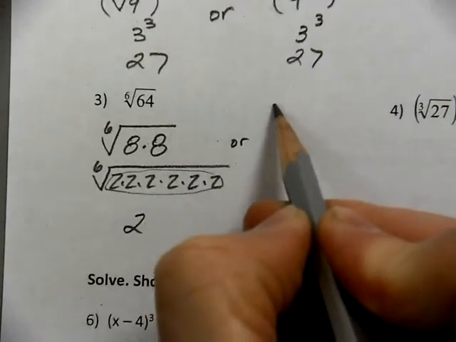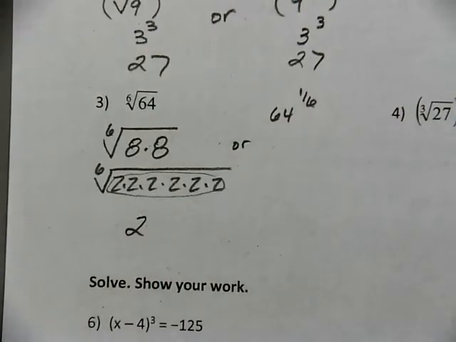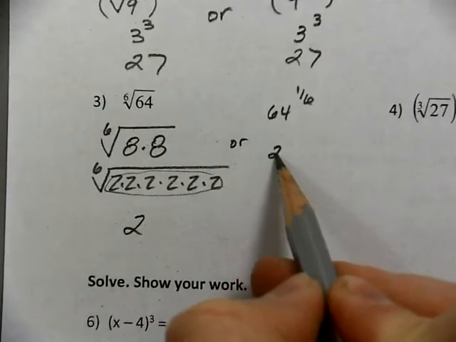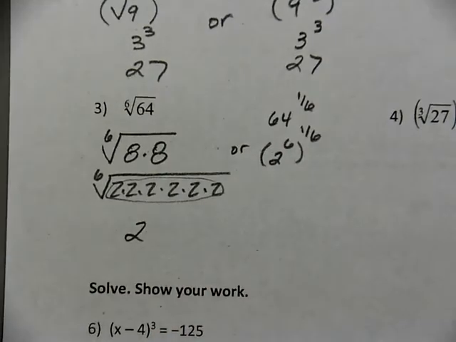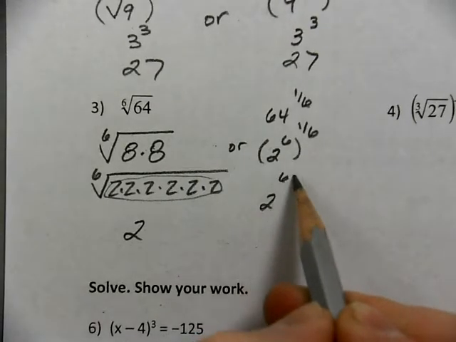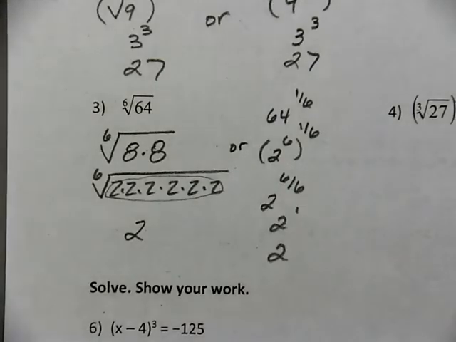Another way you could look at this would be 64 to the 1/6 power. Well, 64 is 2 to the 6th power. So when you raise a power to the power, you multiply. And that's why you get an answer of 2.